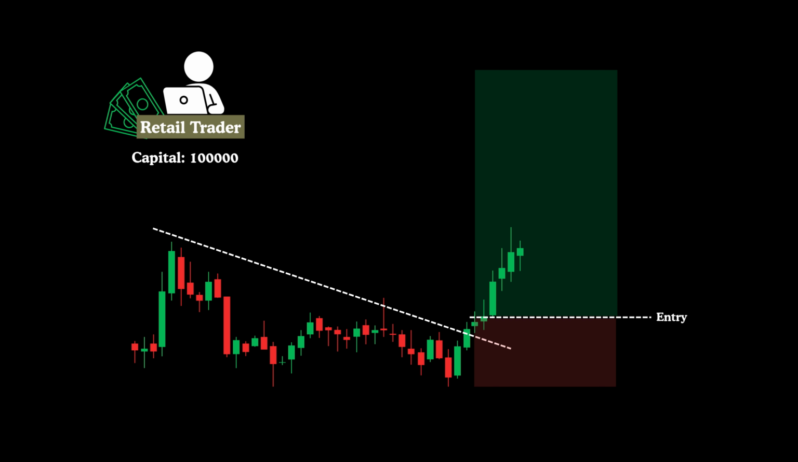But since he has risked his entire account and entered with such a large position size, he feels anxious that this trade could turn into a loss. Out of fear, he exits quickly with a small profit. However, right after his exit, the price surges further in his direction.